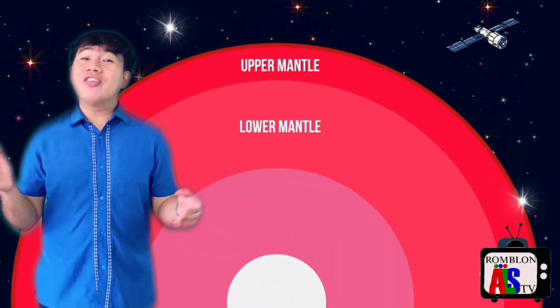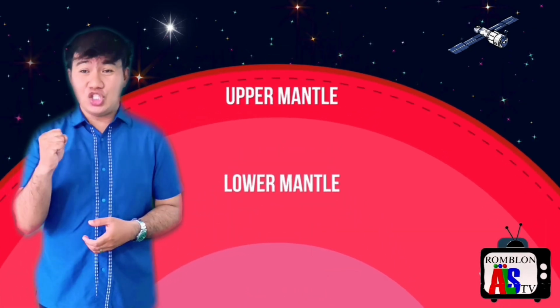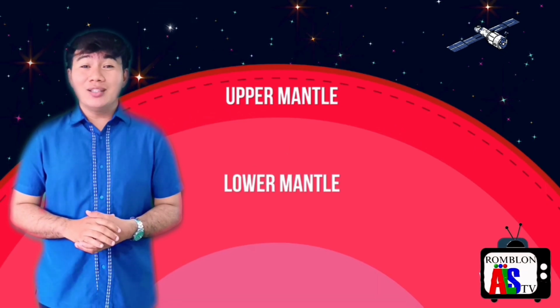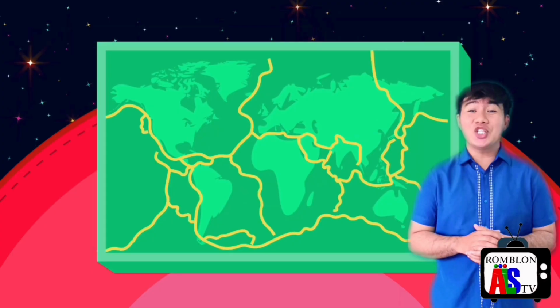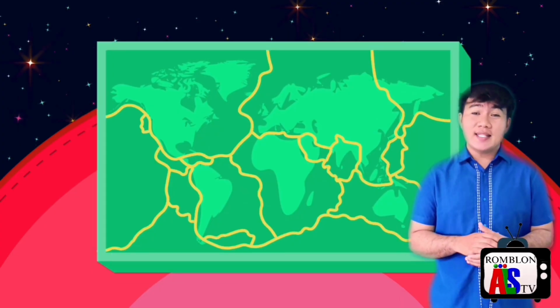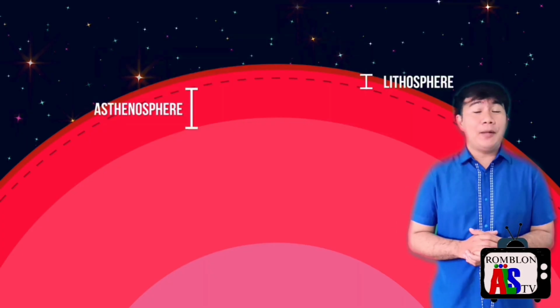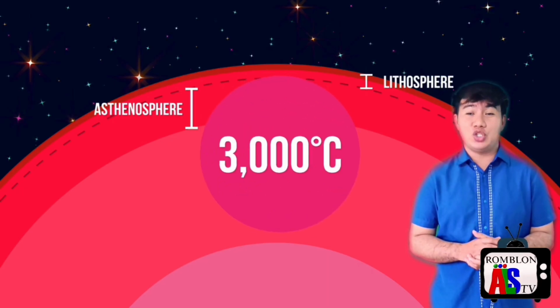The outer part of the upper mantle is like the crust, but much cooler and rigid. The crust and the outer upper mantle together is called the lithosphere. The lithosphere is broken into large pieces which make up its tectonic plates. This plate sits on the inner part of the upper mantle called the asthenosphere. The rock here is softer and partially molten as temperature rises to 3,000 degrees Celsius.